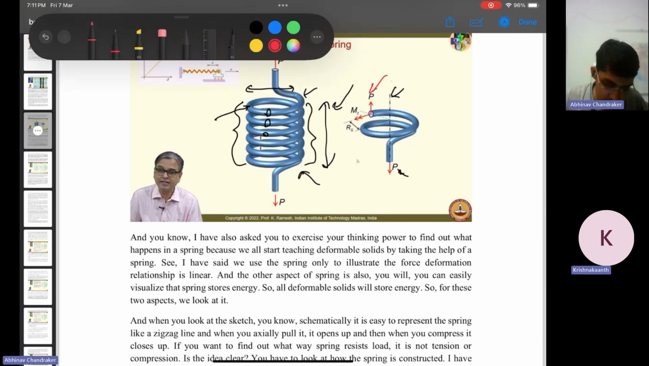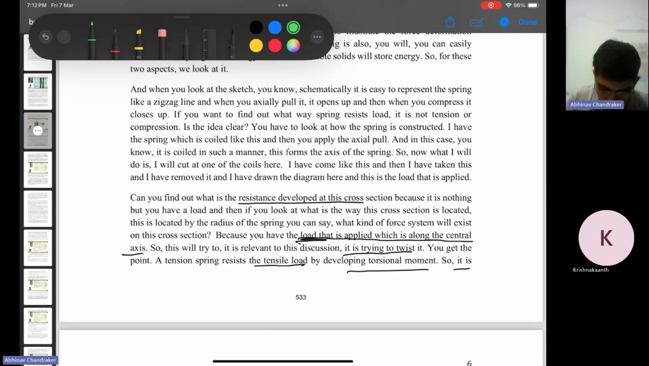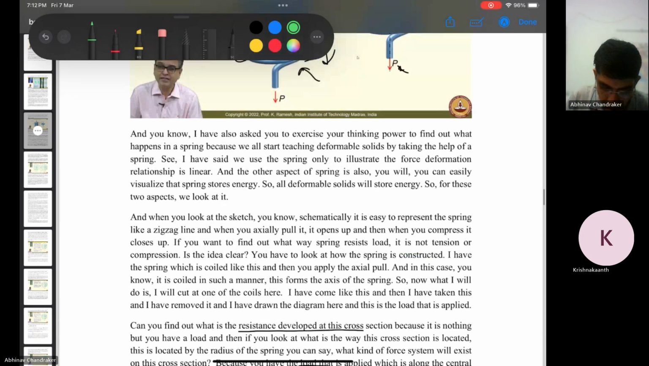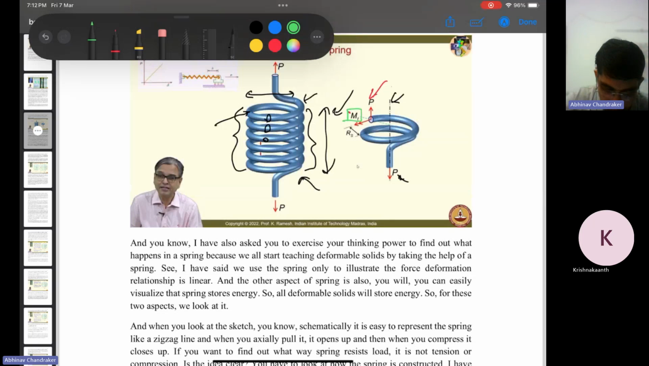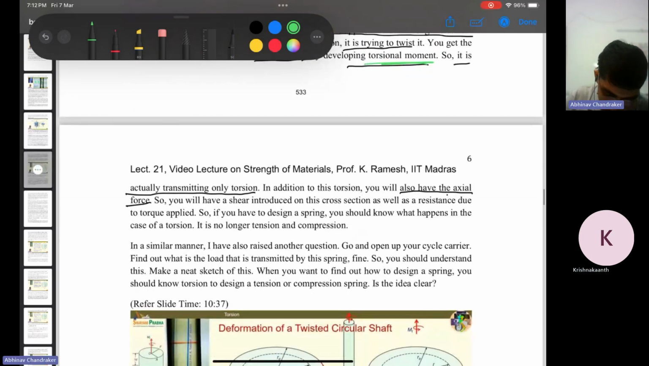So you have this P, which is applying a torque with respect to the central axis, and because of that, you have a twisting moment on the wire, which is given by MT. Okay, now I understood. This is what sir is trying to say. Since this P is applied at a distance from the axis, that will cause a torsional moment. And in addition to it, you'll also have some axial force.